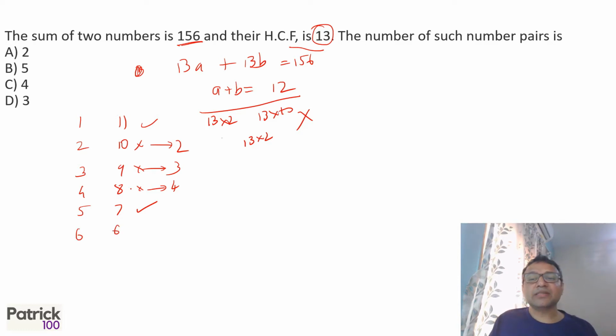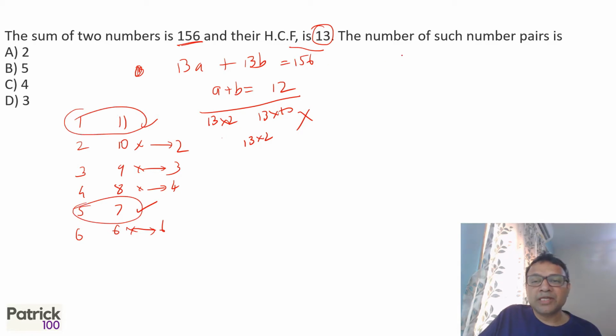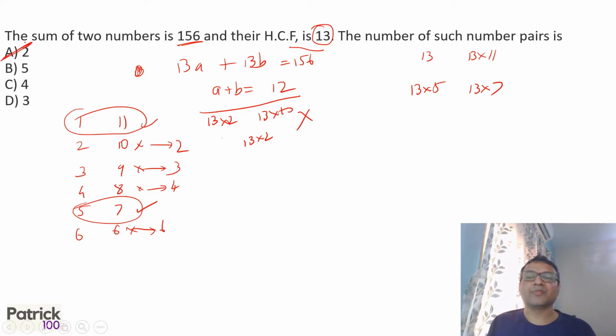6, 6 means both numbers will be the same, and again 6 is part of the HCF. So only two combinations are possible, 1, 11 and 5, 7. Which means the numbers are 13 and 13 into 11, and the second is 13 into 5 and 13 into 7. Two combinations possible. So the answer will be A, 2.